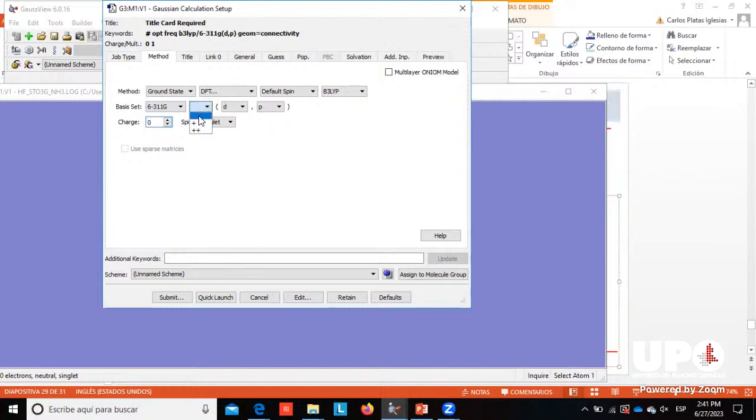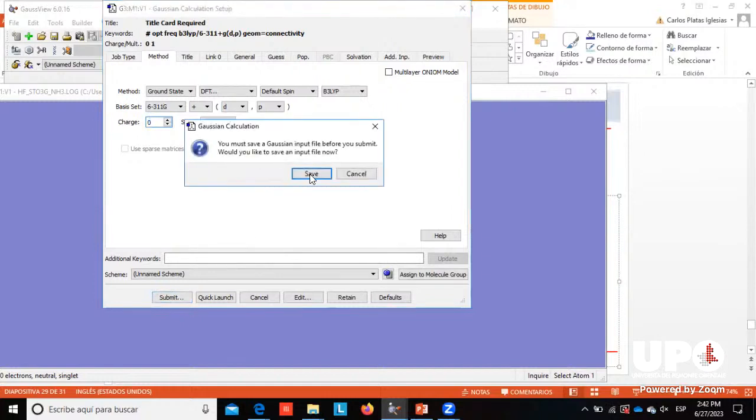And we can even add here diffuse functions. So if we add 1+, it is just for nitrogen, and 2+ would include diffuse functions also for hydrogen. So let's put 1+, and hopefully this will come out in a reasonable time. So I will launch it.